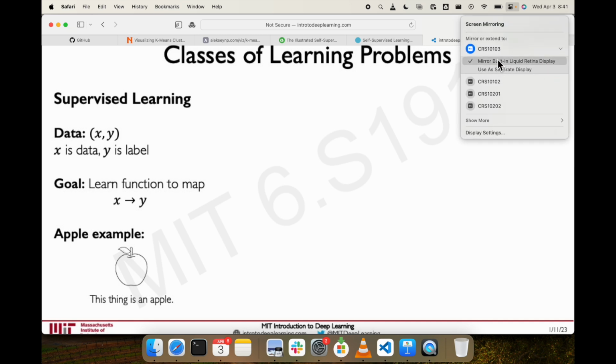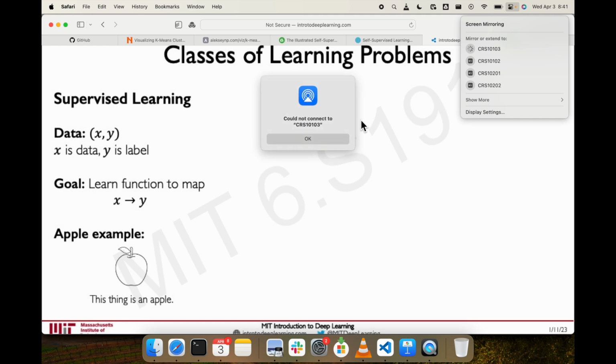So while it is kicking up, I will just speak out. What do you understand when you hear the term supervised learning? You don't need the slide, you can just speak out. What comes to mind when you hear the term supervised learning? Where is the supervision coming in from?